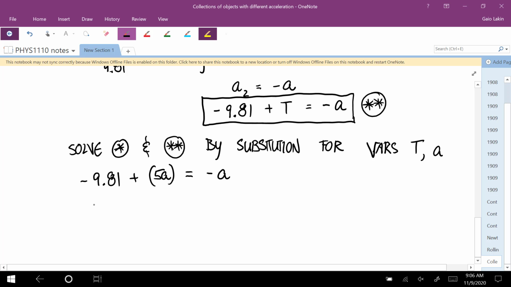And move this stuff around, and you get that 6A is equal to 9.81. And so A is equal to 1.64 meters per second squared.